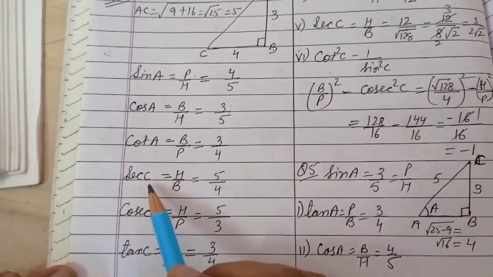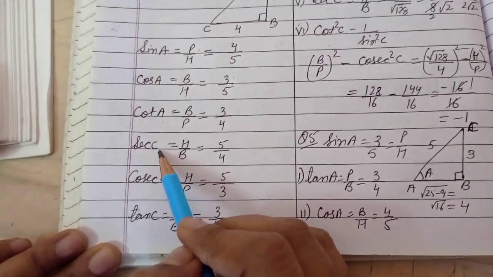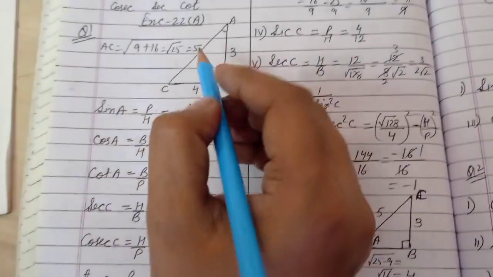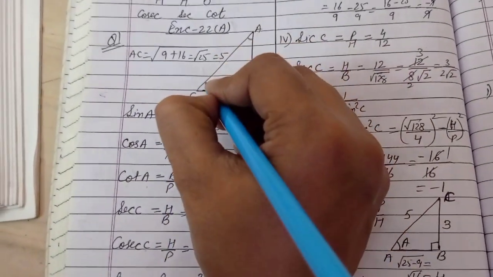Now you can notice one thing here. In these three parts, they have changed the angle. What is the angle now? C. Secant C, cosecant C, tan C. Now look, in this triangle, what is the mentioned angle?